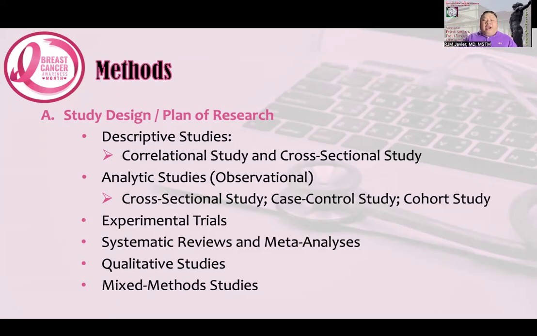But there could also be your experimental trials, or randomized control trial, your field trial, or your community trial. Then you also have your systematic reviews and your meta-analysis. And we also differentiated your quantitative versus your qualitative studies. For the qualitative studies, they have a different style in terms of generating and interpreting data. But now there are certain studies which utilize both the quantitative and the qualitative dimension of research. They put them together, and that's what you call your mixed method studies.